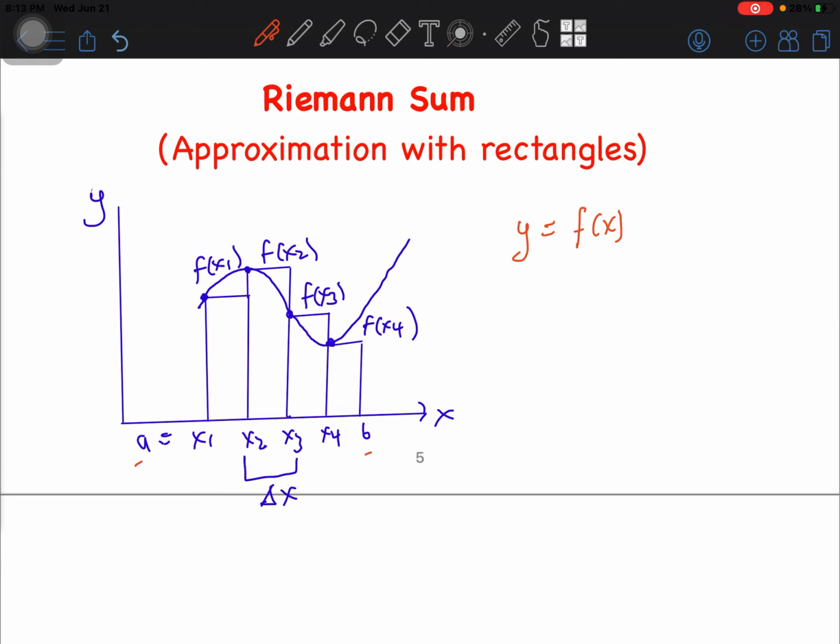Aside from the summation notation, you can see the figure over here with an interval from a to b, divided into four sub-intervals: 1, 2, 3, 4. Each also has a width, and the width is calculated by the change in x, equal to b minus a all over n.